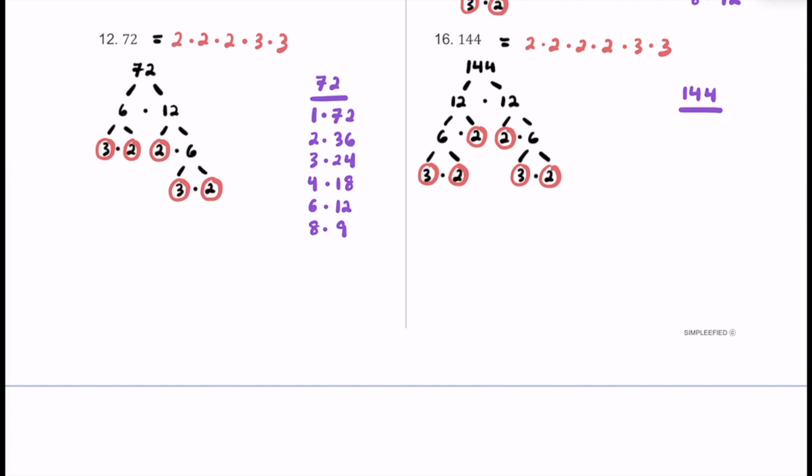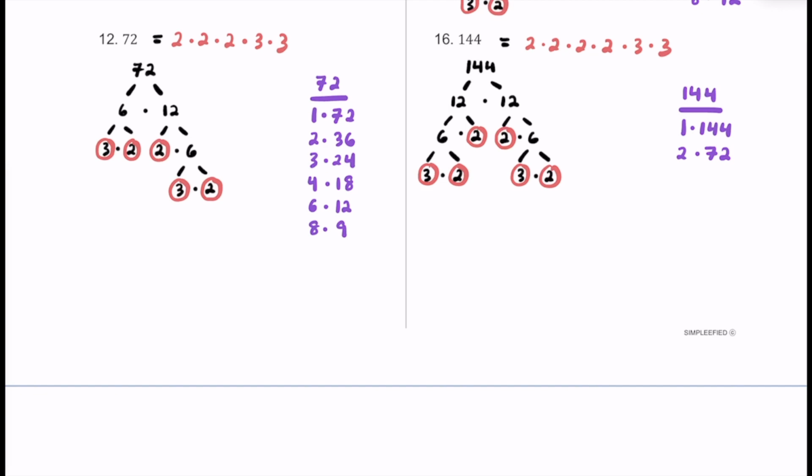So 144, let's start with 1 times 144. Do we see a 2 on the list? Here's 2. 2 times what is 144? Well, 2 times 2 is 4. 4 times 2 is 8. And then 3 times 3 is 9. So what's 8 times 9? That's 72. So that means we have 2 multiplied by 72. That's going to be 144.